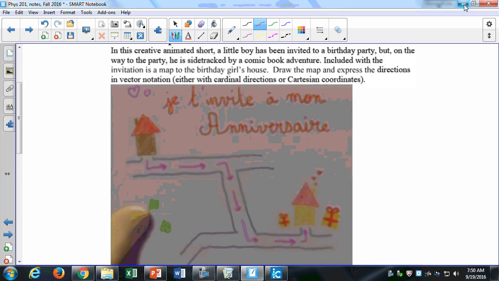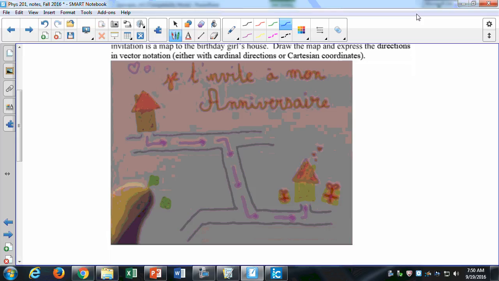Let's look at cardinal directions in our vectors, because you will need to know how to deal with cardinal directions: north, south, east, and west. Those of you in the lab, you've dealt with this already in the vector scavenger hunt, but you'll probably see it on your exam too. So let's just show you how we deal with these cardinal directions. Remember your compass rose: north, south, west, and east.